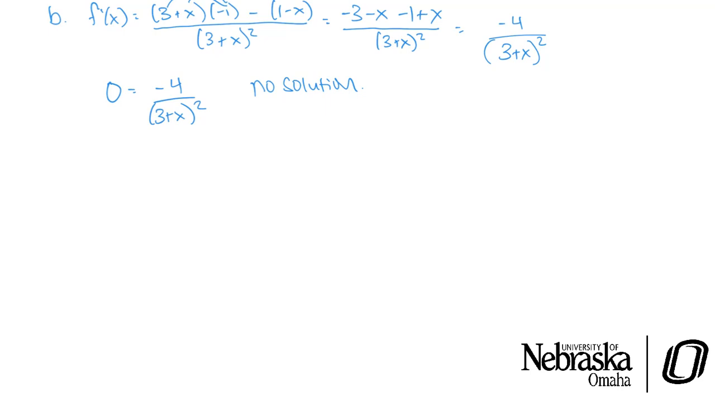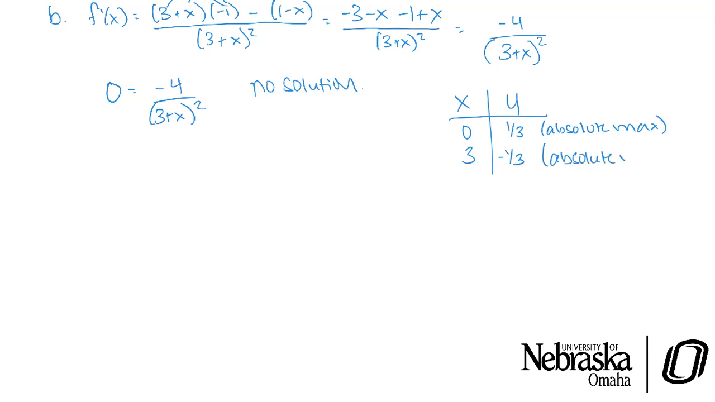So for part B, we will just check those in a chart real quick. We have 0 and 3. Again, we're plugging them into the original equation. If we plug in 0, we get 1/3. You can try it. And if we plug in 3, we get -1/3. Since these are the only numbers we're checking, there are no critical numbers in this closed interval, that means at x equals 0, 1/3 is the absolute max, and -1/3 is the absolute minimum.